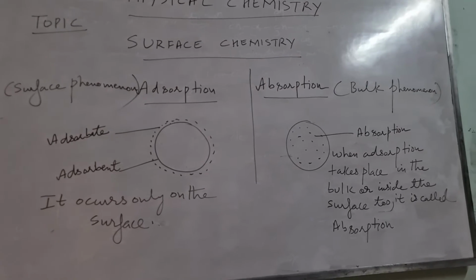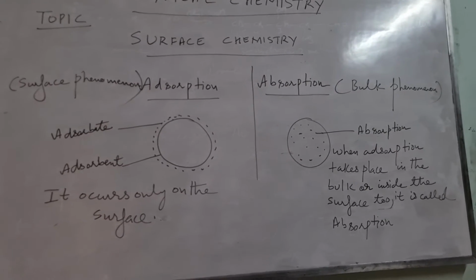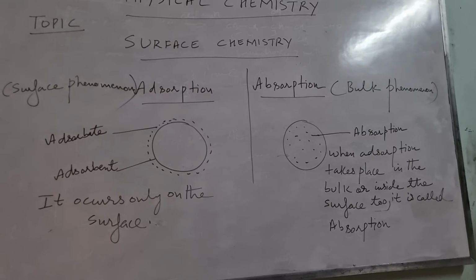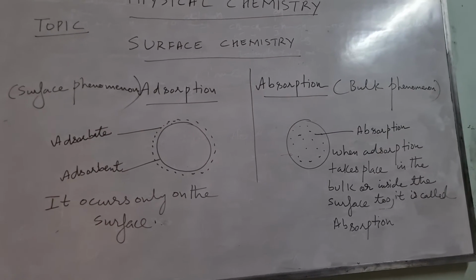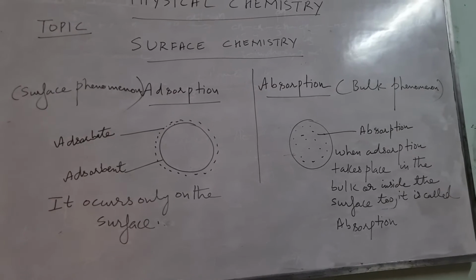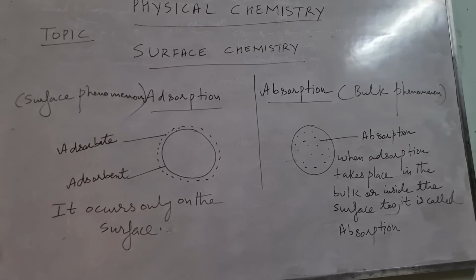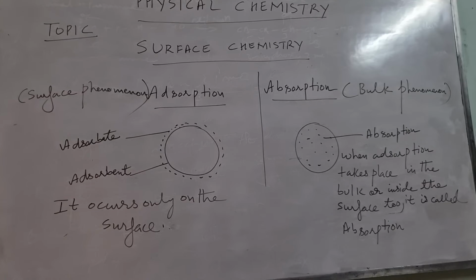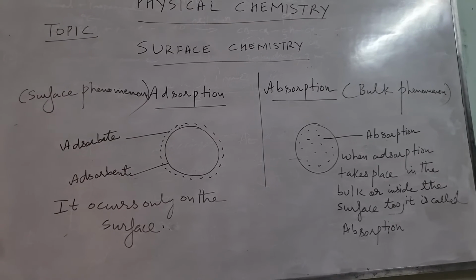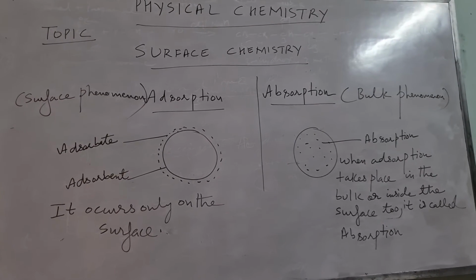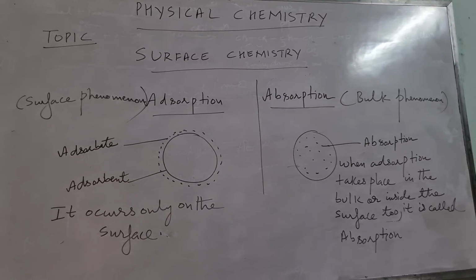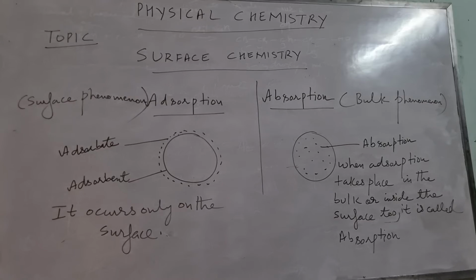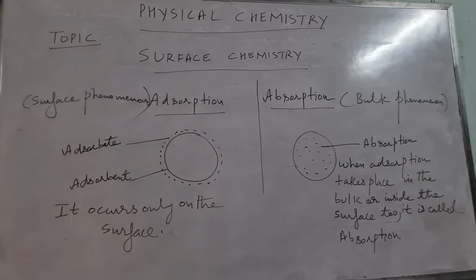Now, coming to the conclusion, if we increase the temperature in case of chemical adsorption, the adsorption will increase first, it goes high, and then it will decrease. We can say in case of chemical adsorption, we will get a bell-shaped graph. If we plot a graph between temperature and rate of adsorption, we are going to get a bell-shaped graph.